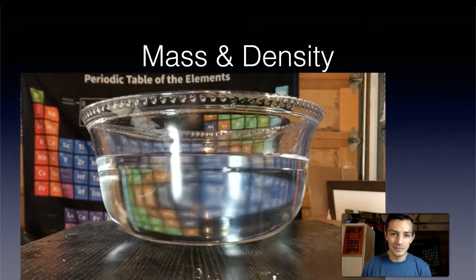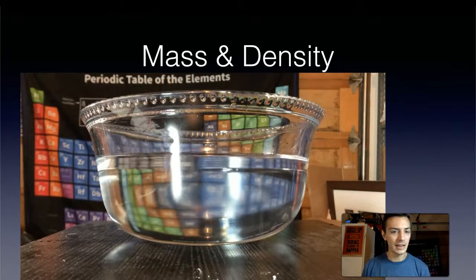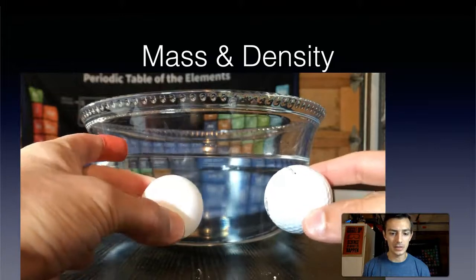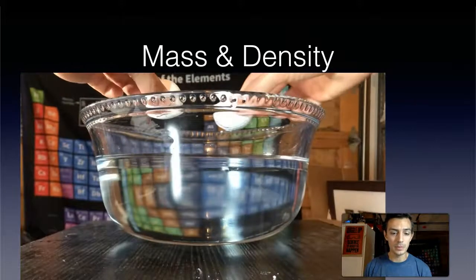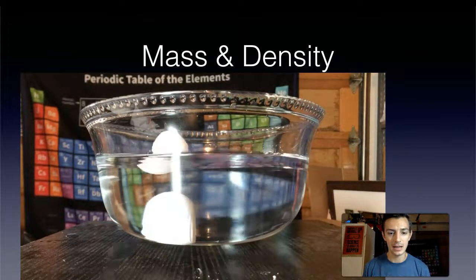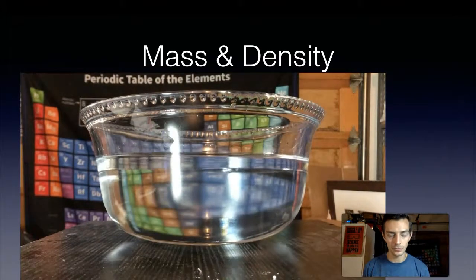You probably aren't surprised at that, but it's kind of interesting because in this video I have here of these two different balls that I was testing, one is a ping pong ball and one is a golf ball, but they're both almost exactly the same size. Why does one sink and one float?